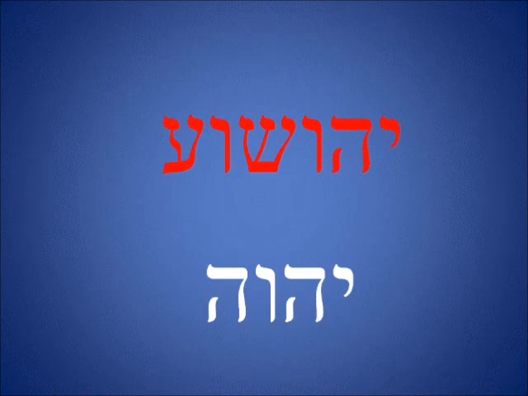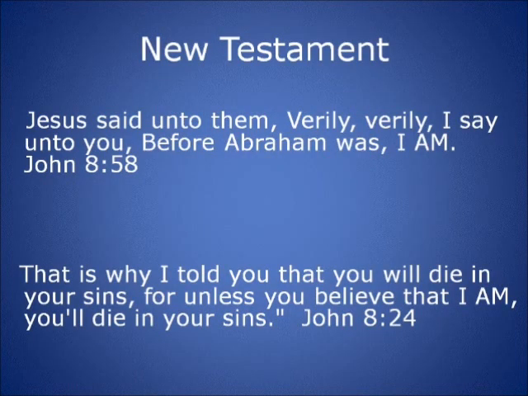But let's go into the New Testament and see how Yahushua reveals himself unto the people of his day. We're going to start with John 8:58, where Jesus said unto them, "Verily, verily, I say unto you, before Abraham was, I am." So there he reveals himself as I am. That is why I told you that you would die in your sins, for unless you believe that I am, you'll die in your sins, as it states in John 8:24.